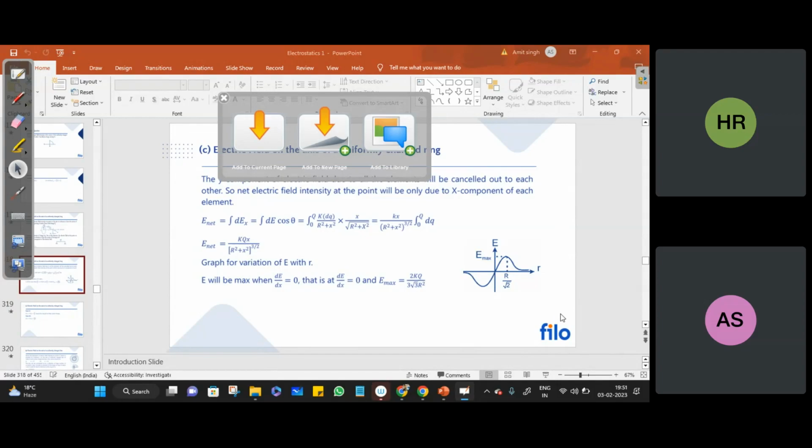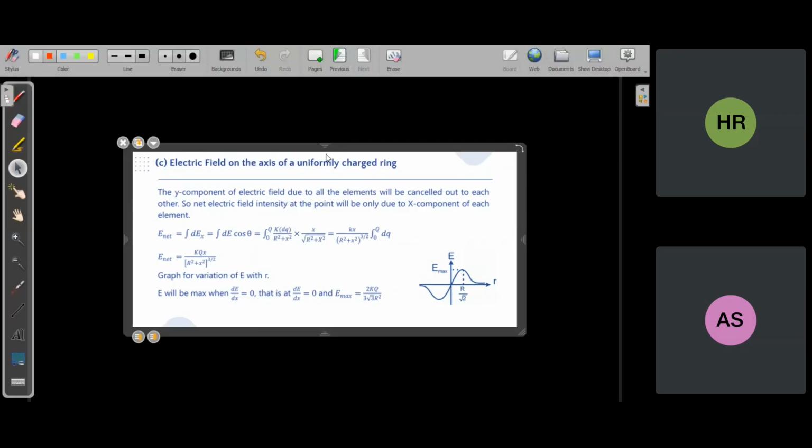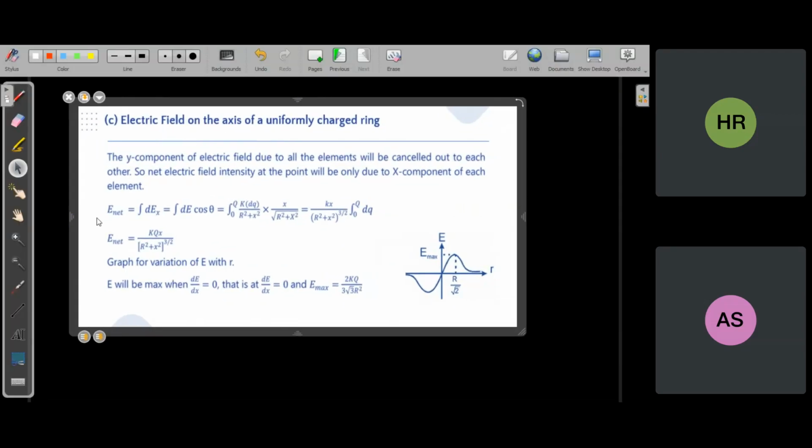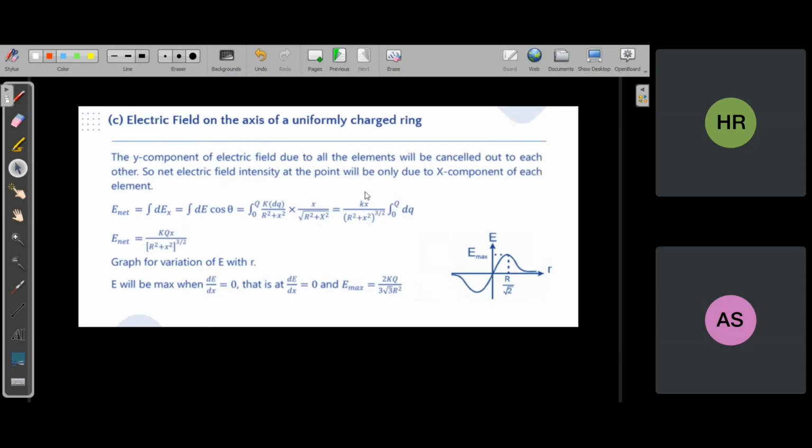See this. Also, you can see the final expression that is coming. In this final expression, you can see, what is the value at x equal to 0? What is the electric field at x equal to 0?